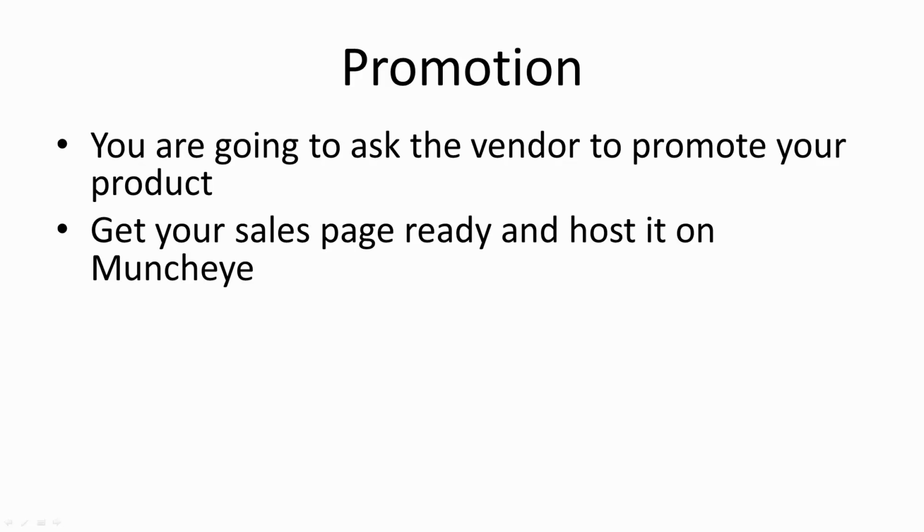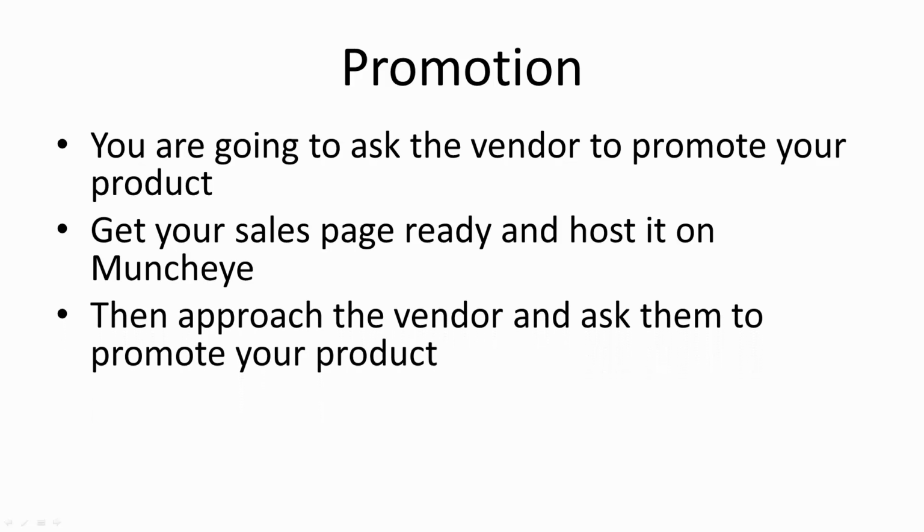And we're going to get our sales page ready. We're going to host it on Muncheye. We're going to get everything together and make sure that any question that has already been answered, everything that we can possibly do to make it easy for someone to promote. Again, we are going to want to make sure that if we have a JV page, it looks like all the other JV pages. So if the other JV pages have swipes, if the other JV pages have bonuses or bonus pages, we want to have those things too on ours. We want to make it easy for people to promote. And then we're going to approach the vendor and ask them to promote our product. It's pretty much going to be that simple.